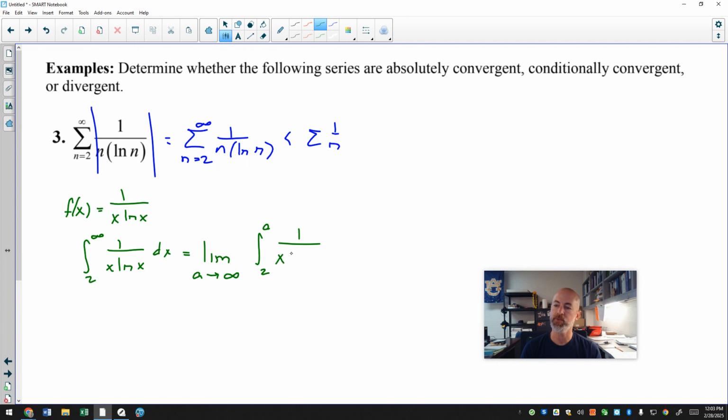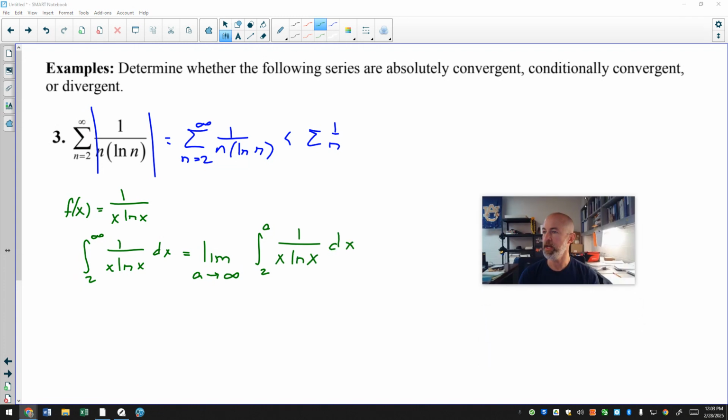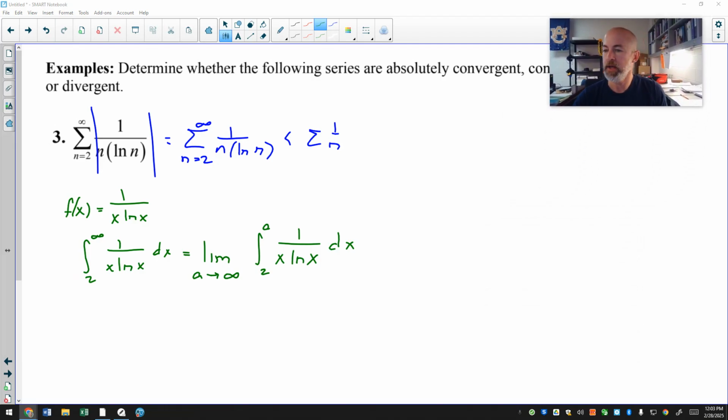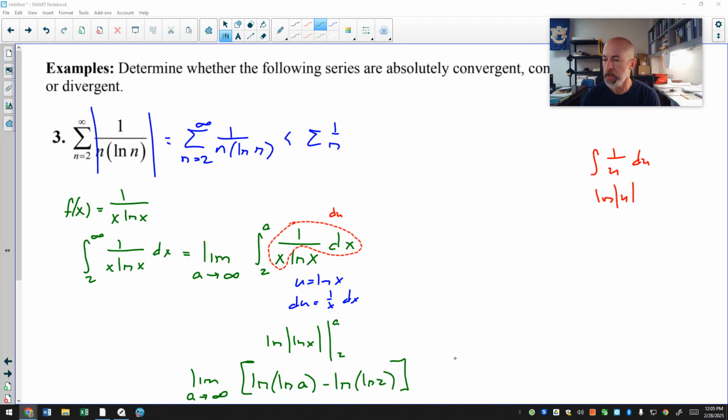I'm going to pause this while I work out the antiderivative just to cut down on some length of the video. And I'll be right back as soon as I have the antiderivative worked out. Okay, so I found the antiderivative. This is a u sub. The antiderivative ends up being the natural log of the natural log of x, some natural logception there.